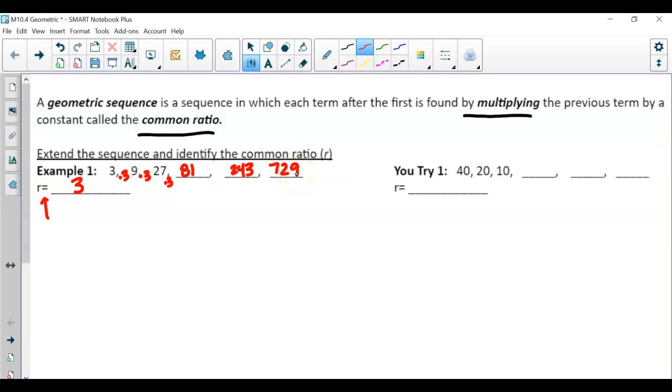So go ahead and pause the video and try this. You try on your own. And here we go. In this one, the common ratio, you'll notice you are dividing by 2 or multiplying by 1/2 or 0.5. So here that means the fourth term, you should have gotten 5. Then the next term here is 5/2 or 2.5. Then the last term here in our sequence, the sixth term, is 5/4 or 1.25.